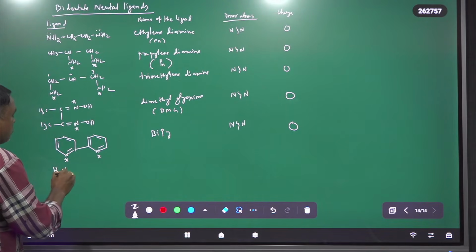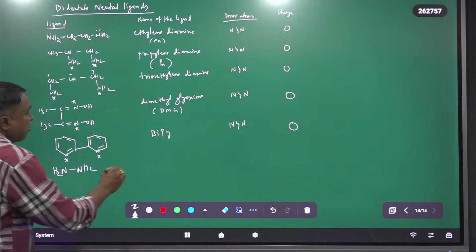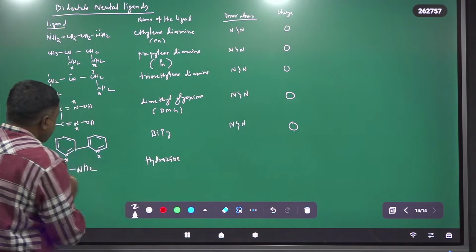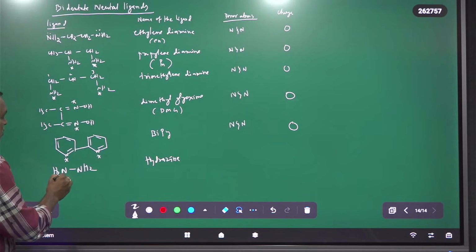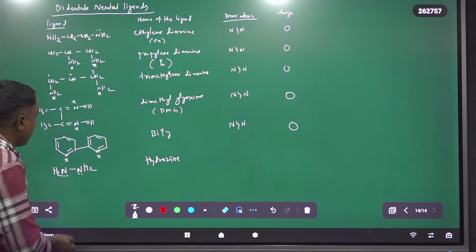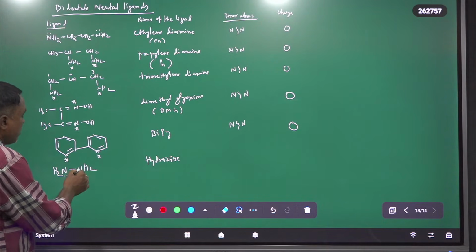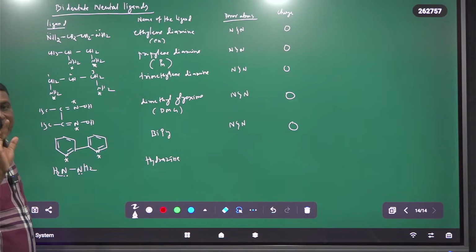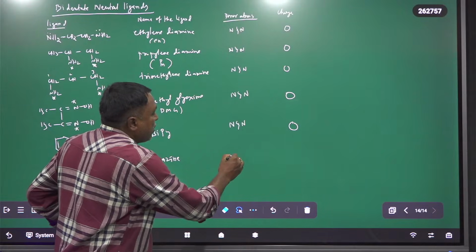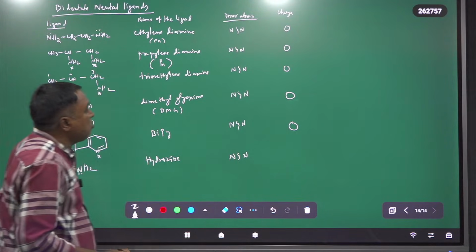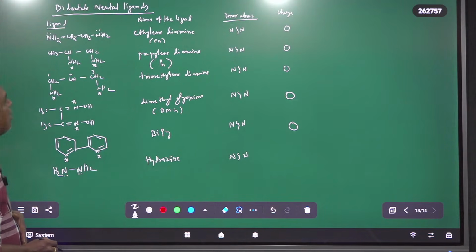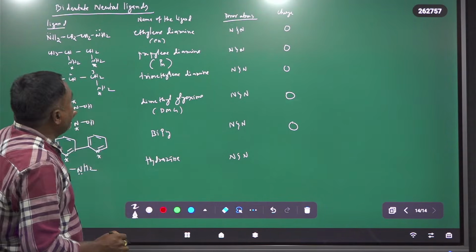And one more, this is hydrazine, NH2 single bond NH2. In hydrazine, one nitrogen has one electron pair and the other nitrogen has another electron pair. Both will donate an electron pair to the central atom. That's why both are donor atoms, therefore N and N. So there are two donor atoms in this case. Therefore these are bidentate neutral ligands.